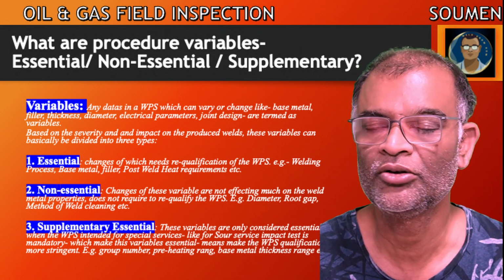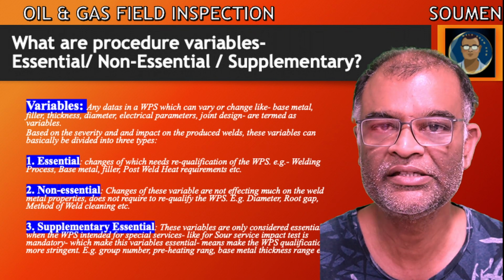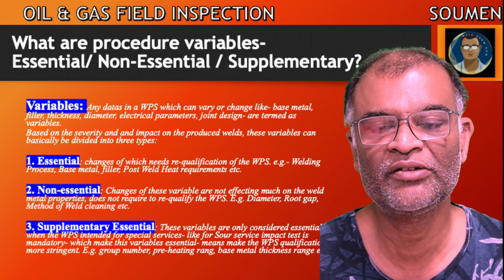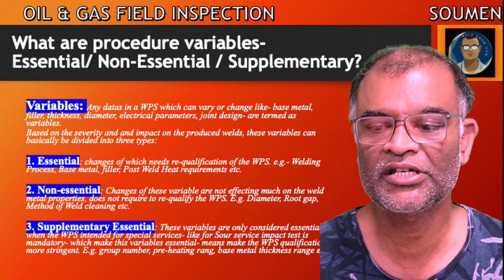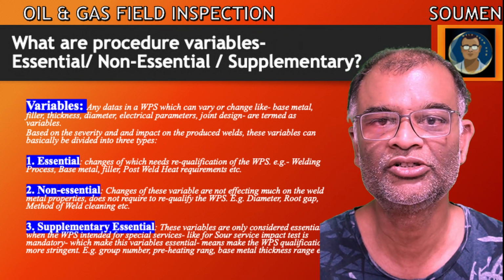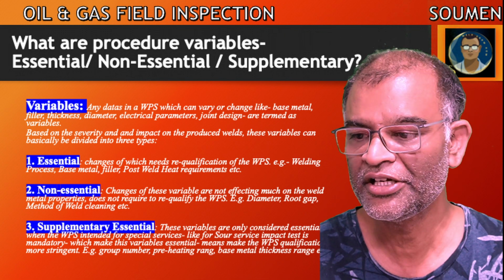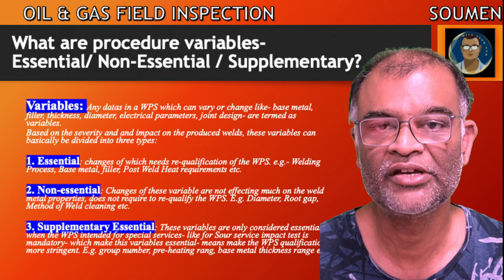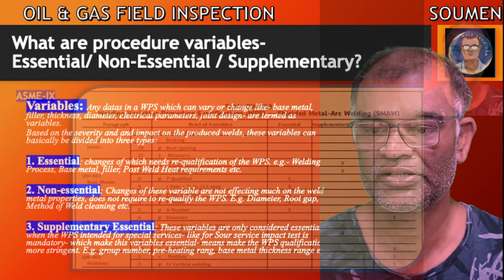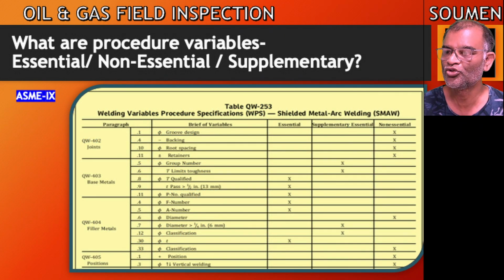For example, group number of a base metal is a supplementary or non-essential variable in case of utility service. But in case of sour service, group number will turn to essential variable. Preheating range, base metal thickness range, are more restricted in severe service like sour service. So now let us see table number QW253, which describes the welding variables for procedure qualification.